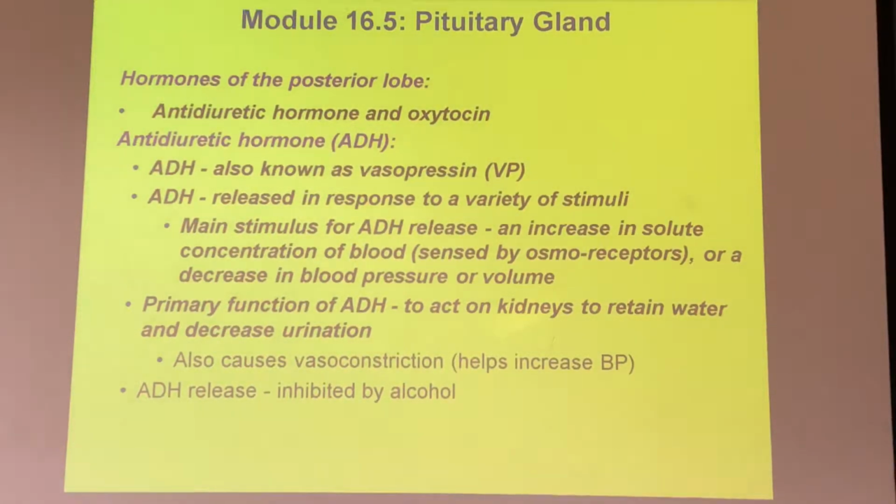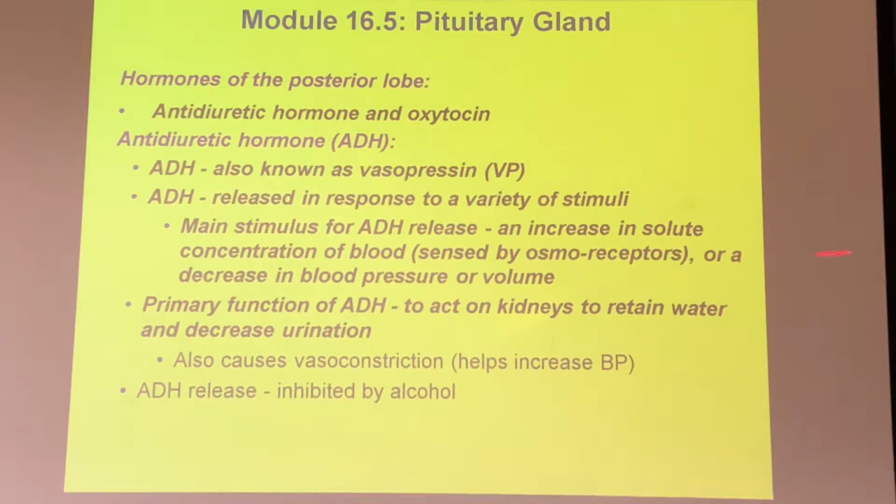Now, hormones of the posterior pituitary gland, there are only 2 of them, ADH or antidiuretic hormone and oxytocin. So ADH is also known as vasopressin. And again, you need to know this synonym. It is released in response to different things, and these are those.